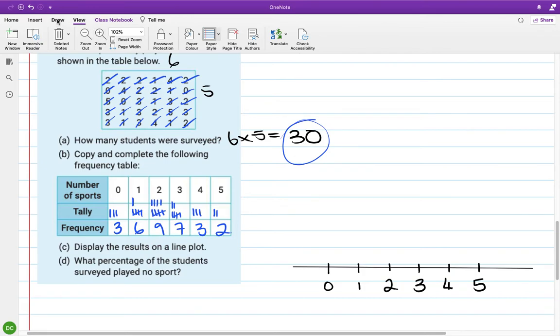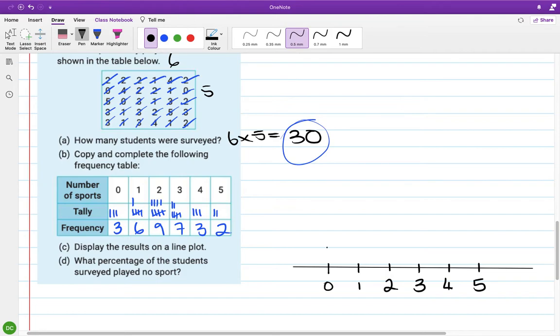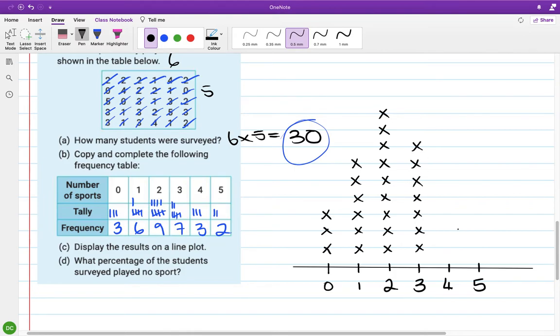Okay, so 3, 1, 2, 3 play no sports. And 6, 1, 2, 3, 4, 5, 6. And 9, 1, 2, 3, 4, 5, 6, 7, 8, 9. Then 3, oh sorry, 3 is 7. 1, 2, 3, 4, 5, 6, 7. 4 is 3, 1, 2, 3, and then 2. 1, 2.